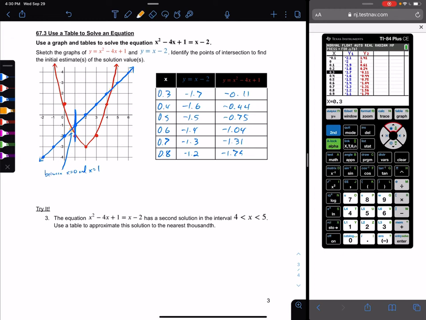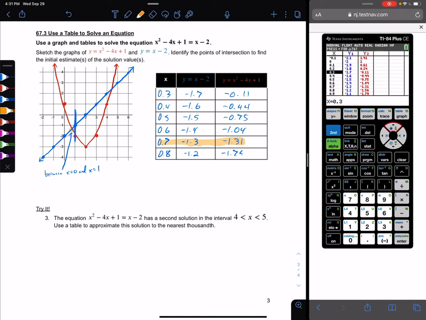I'm looking for that solution between 0 and 1, and I want to find where these two numbers match up, are the closest. And if I look at 0.7, negative 1.3 and negative 1.31 are pretty close numbers. Now, obviously they're not exact because we're approximating solutions here. Sometimes it'll be exact, but this is an approximation.